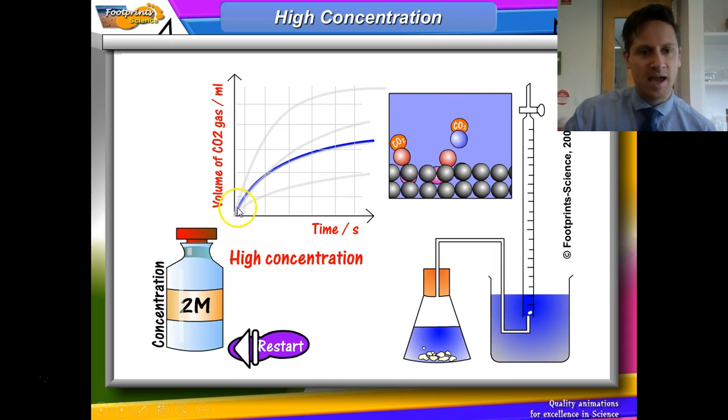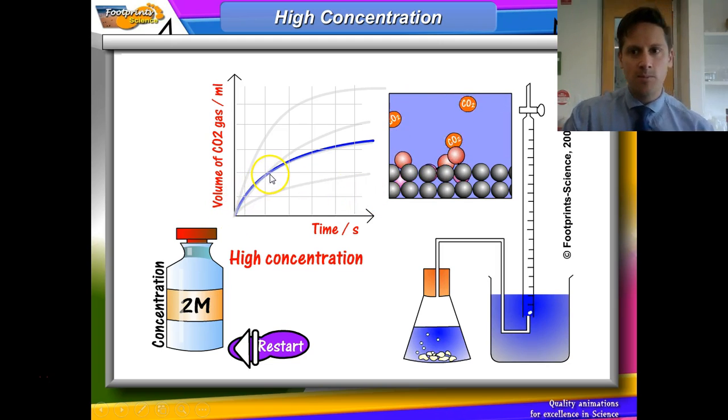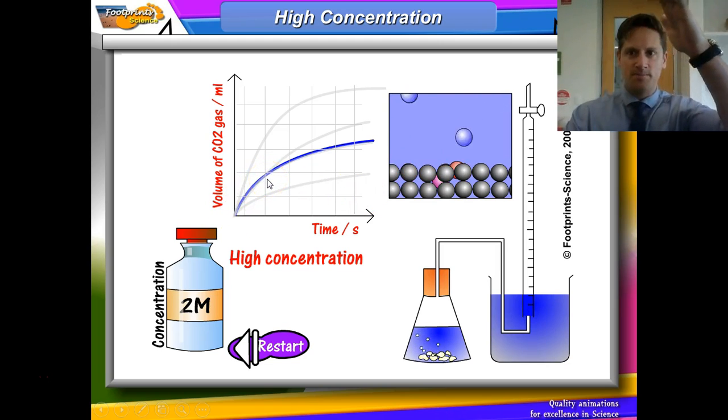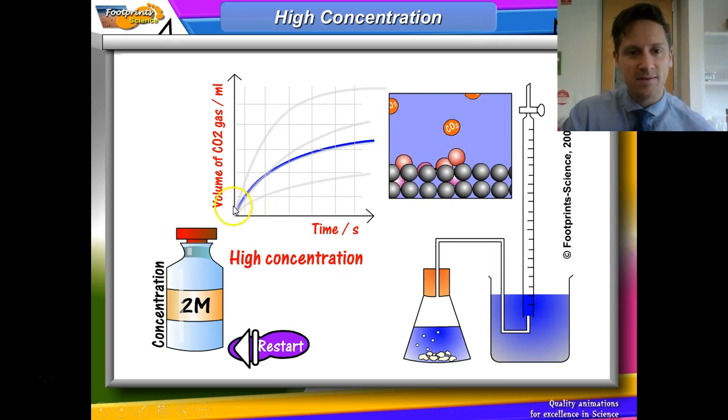Now the rate would be indicated by how steep this slope is, not how high it goes. The height is how much gas is being produced. So the steepness of the slope, if you're thinking of walking up a hill on that curve, that's indicative of the rate of reaction.